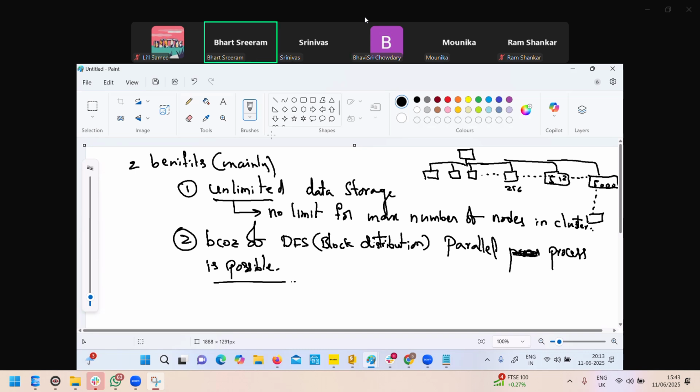Suppose 100 team members, 100 sticks. What is the time? 1 minute. Understand? That is the power of parallel process. Okay, now come back to the previous topic.